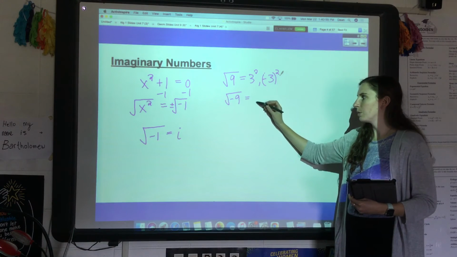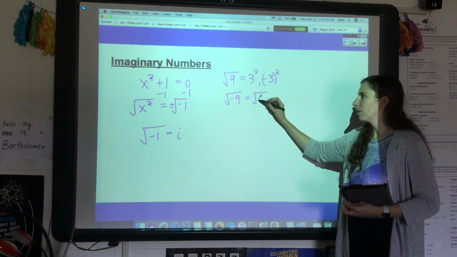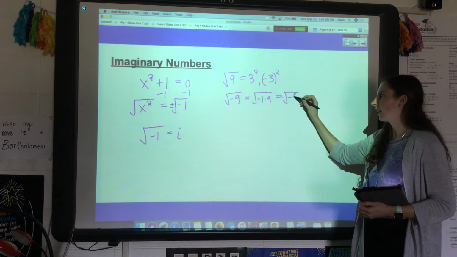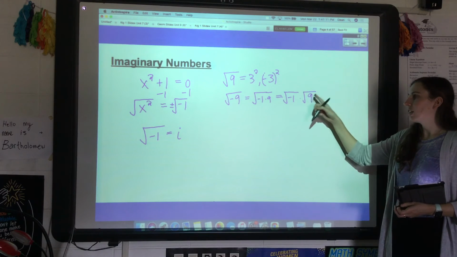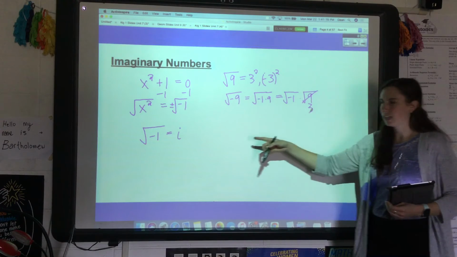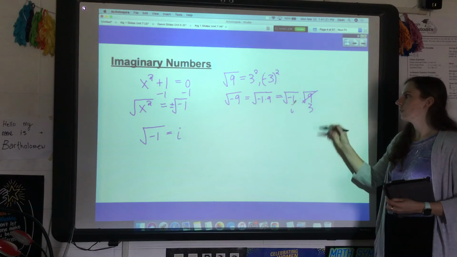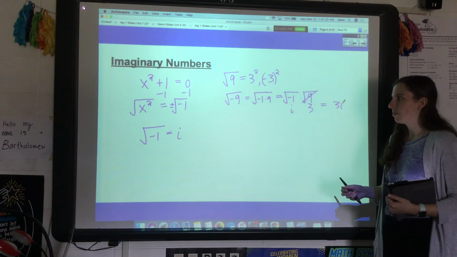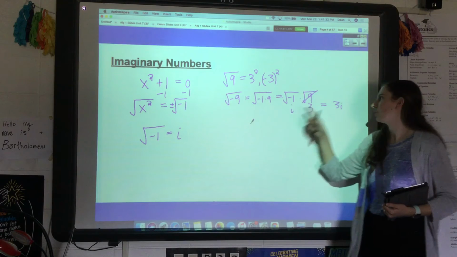Now we can split it up using our radical rules. So we know that the square root of -9 is really like the square root of -1 times 9, which is the square root of -1 times the square root of 9, which the square root of 9 is just 3. And the square root of -1, as we've already discussed, is i. So the answer is i times 3, or 3i. That was a really long way of writing this out. Basically, just square root the 9, it's 3, and if there's a negative in there, just put an i on the end.